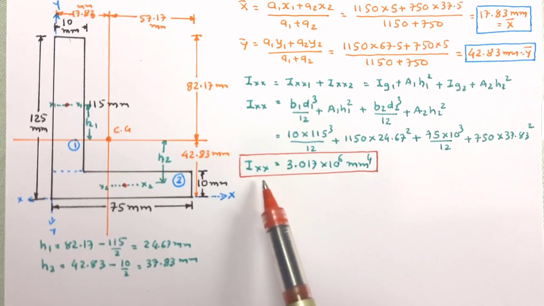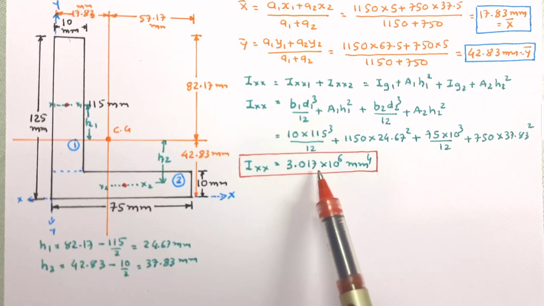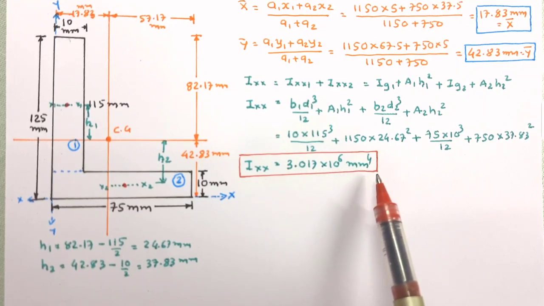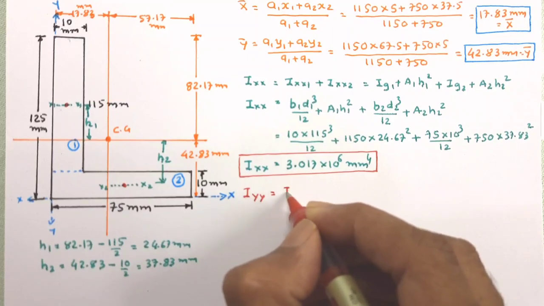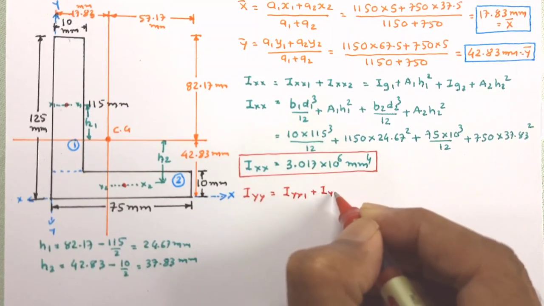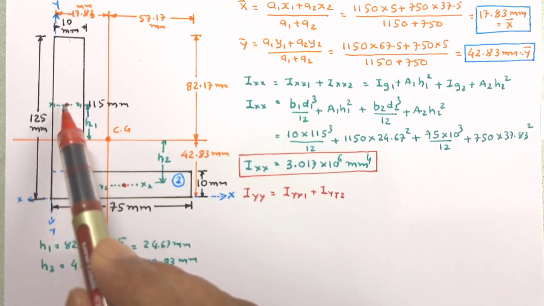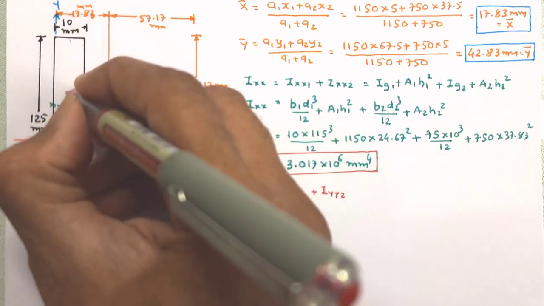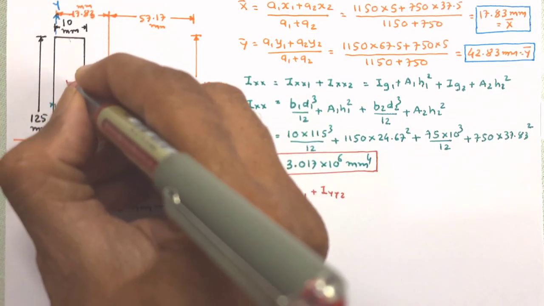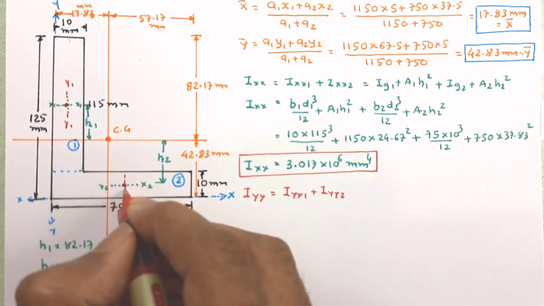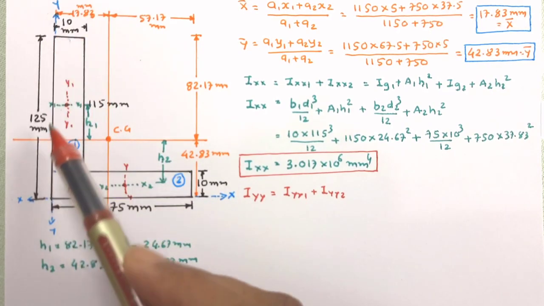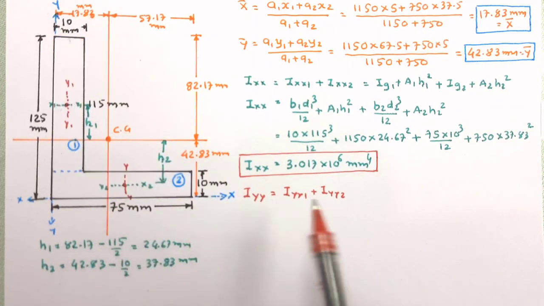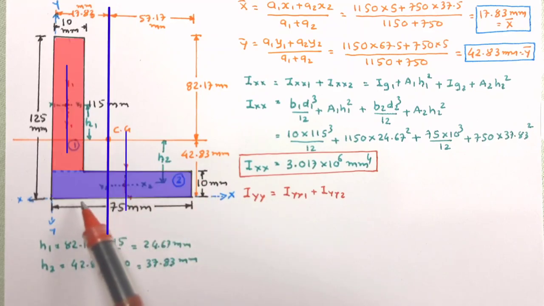So after calculation, the value of IXX has been obtained as 3.017 into 10 raised to 6 mm raised to 4. Now let us work out IYY. Let us first write the equation for IYY. IYY will be equal to IYY1 plus IYY2, meaning the moment of inertia of the first figure about its own centroidal axis, meaning the YY axis. So this is the YY axis for the first figure and this is the YY axis for the second figure. So IYY1 is the moment of inertia of the first figure about the centroidal axis of the figure, and IYY2 is the moment of inertia of the second figure about the centroidal axis of the complete figure.